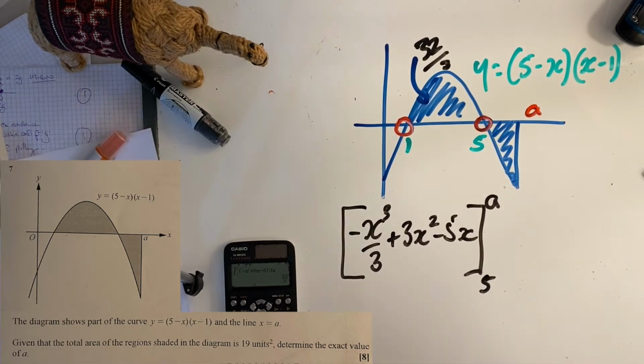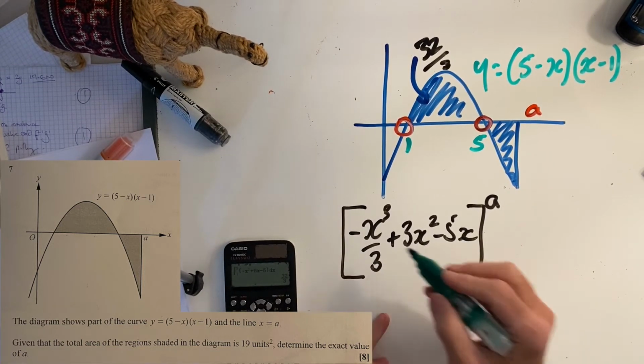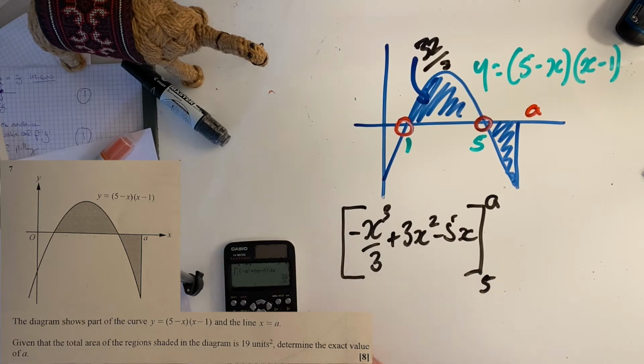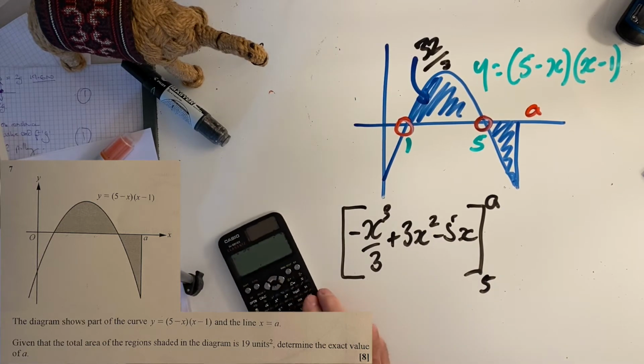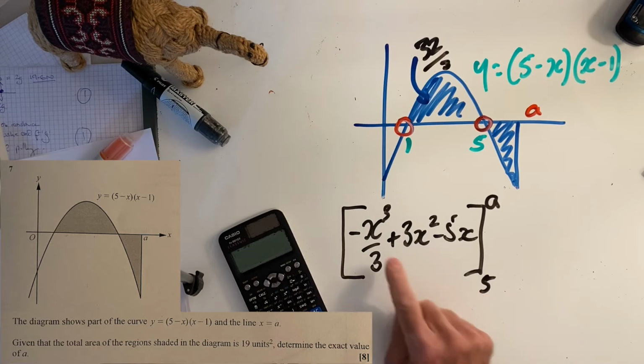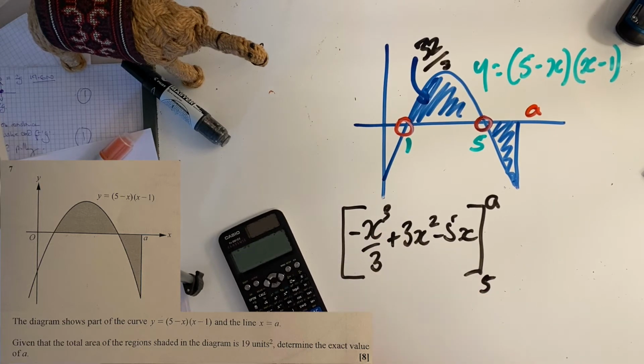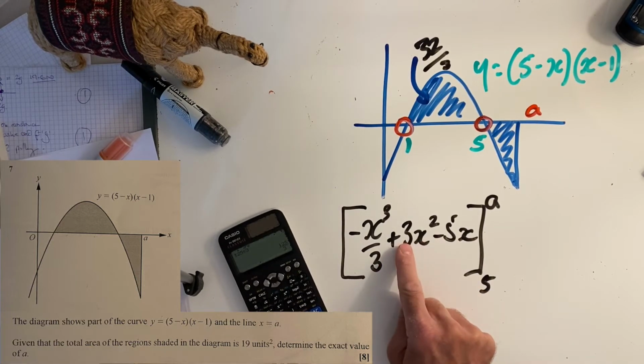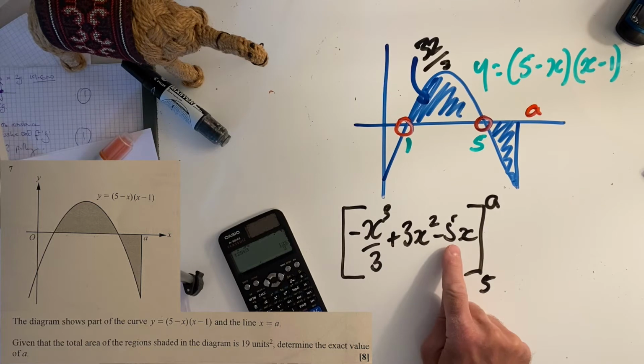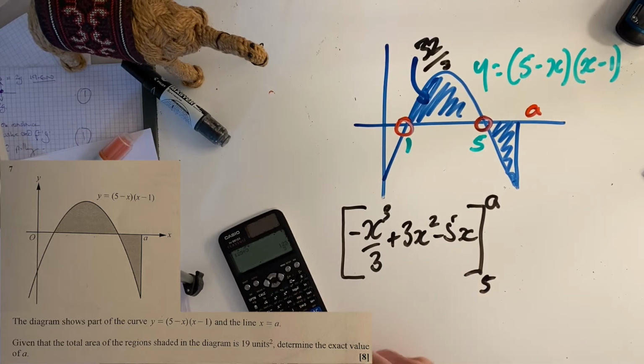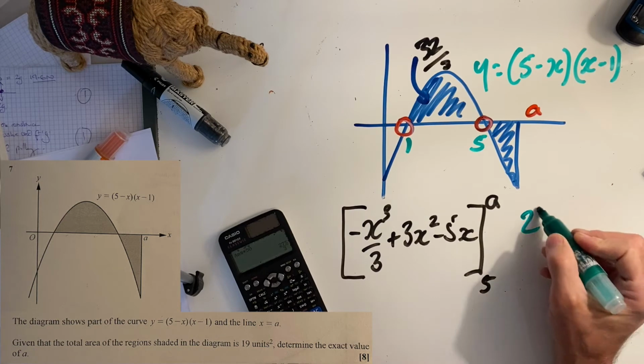So what I now need to do is put all this in, put 5 into there. If I then put 5 into there using my calculator, I get minus 125 over 3. And then 5 squared is 25, times by 3 is 75, minus 25 is 50, so add 50 to that, and I get 275 over 3.